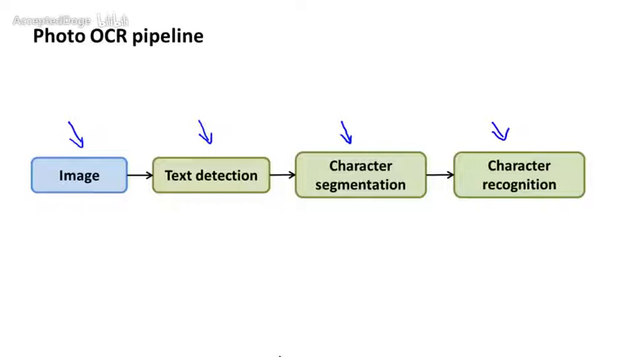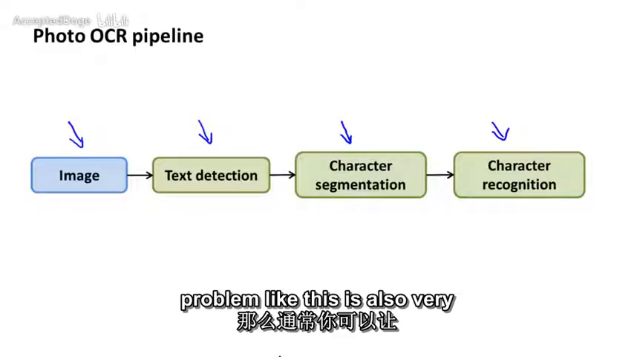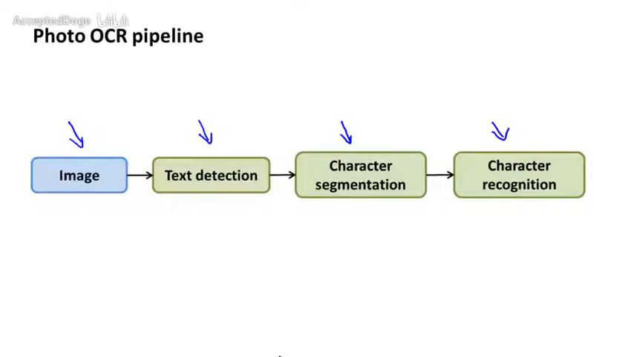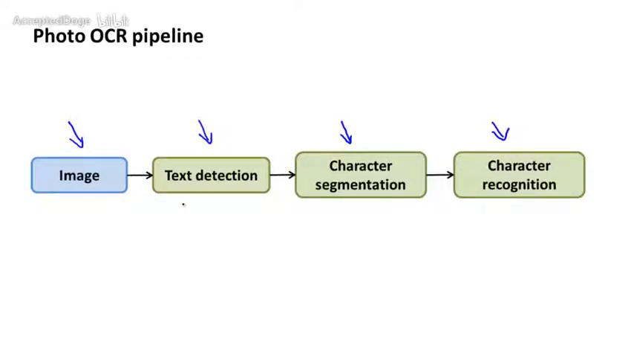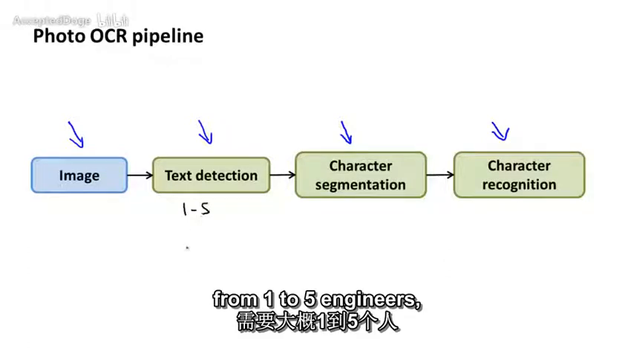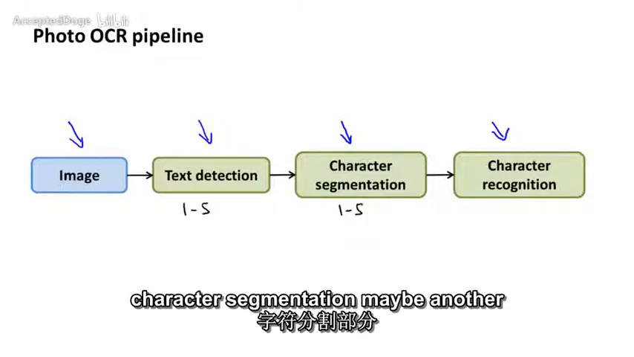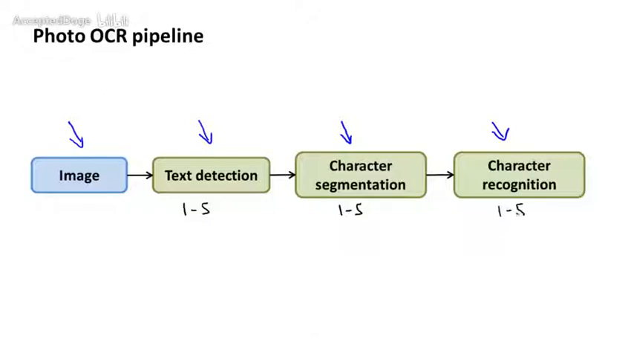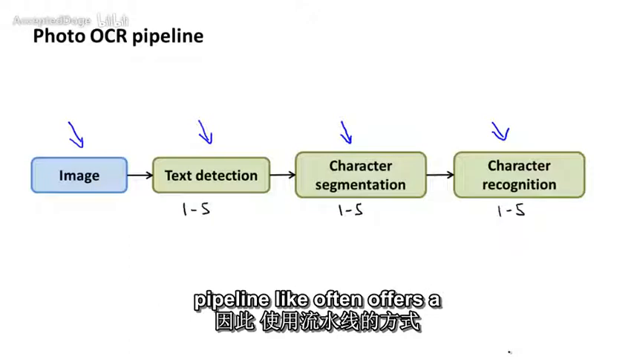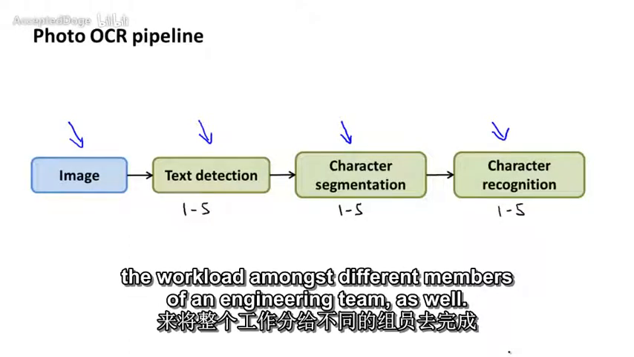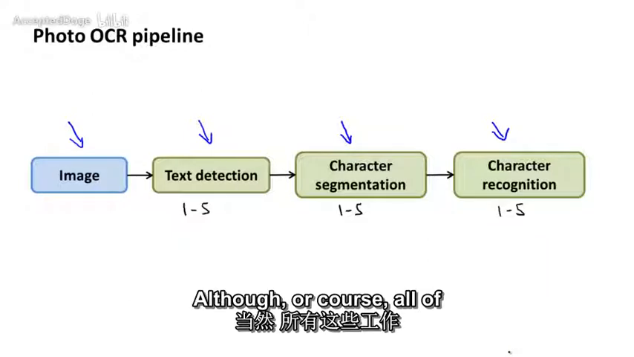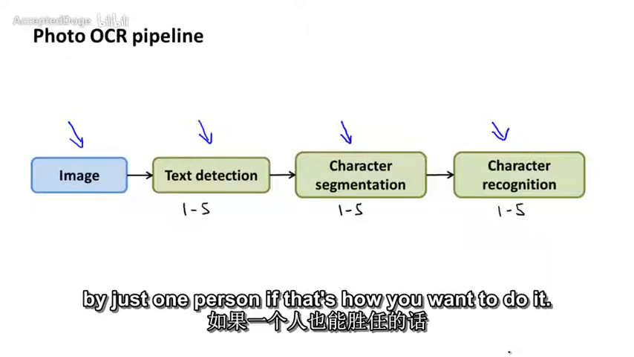If you have a team of engineers working on a problem like this, it's also very common to have different individuals work on different modules. So I could easily imagine text detection easily being the task of anywhere from 1 to 5 engineers, character segmentation maybe another 1 to 5 engineers, and character recognition being another 1 to 5 engineers. And so having a pipeline like this often offers a natural way to divide up the workload amongst different members of an engineering team as well. Although of course all of this work could also be done by just one person if that's how you want to do it.